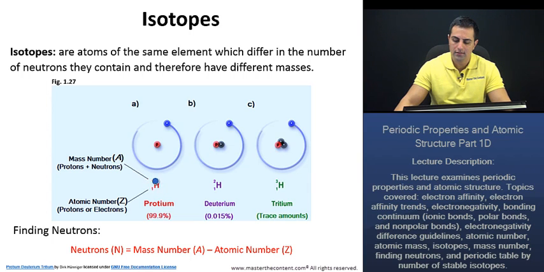You have your elemental symbol on the right side, and then on the left side, as your superscript, is your mass number. And what is your mass number? Your mass number is just going to be the number of protons plus your number of neutrons.